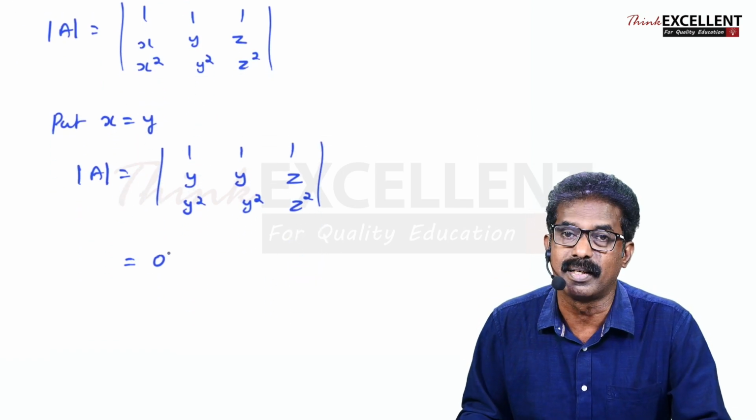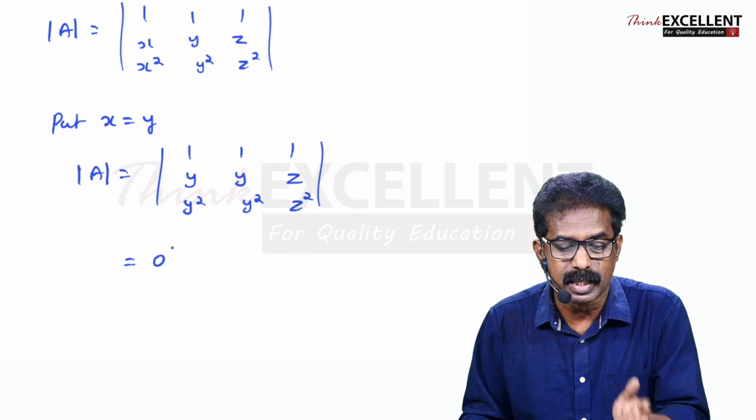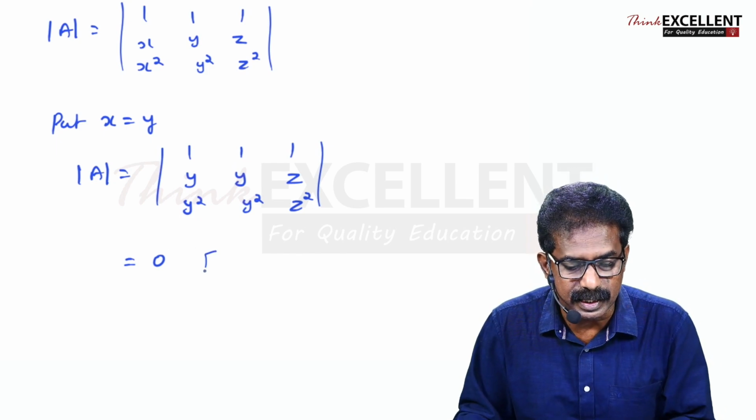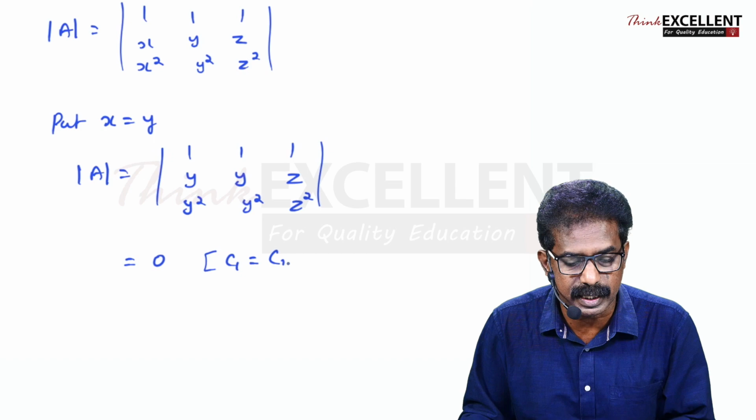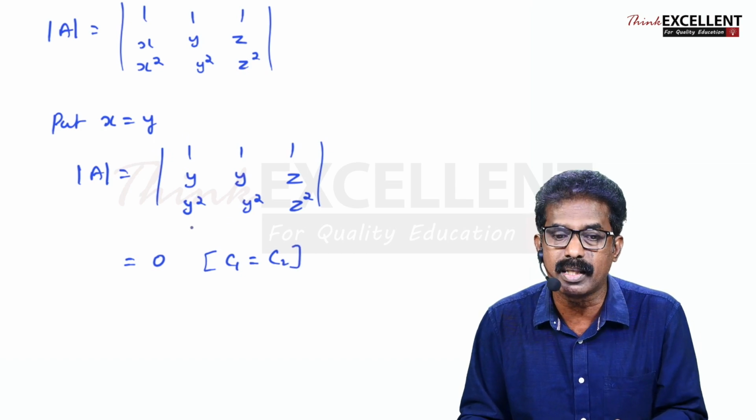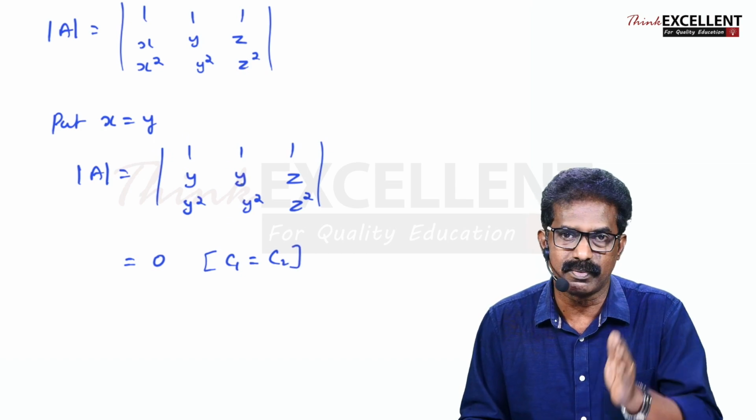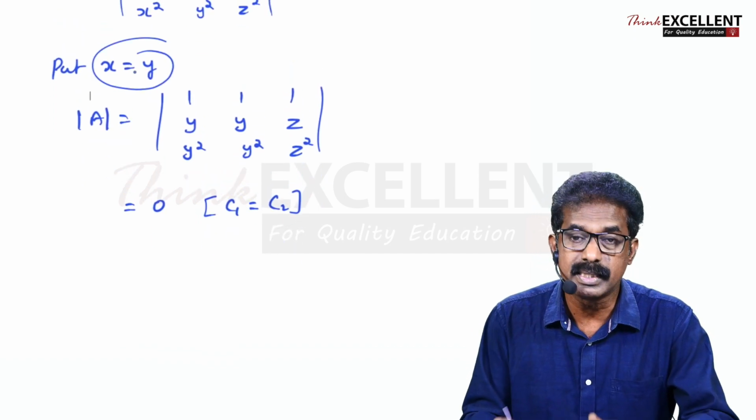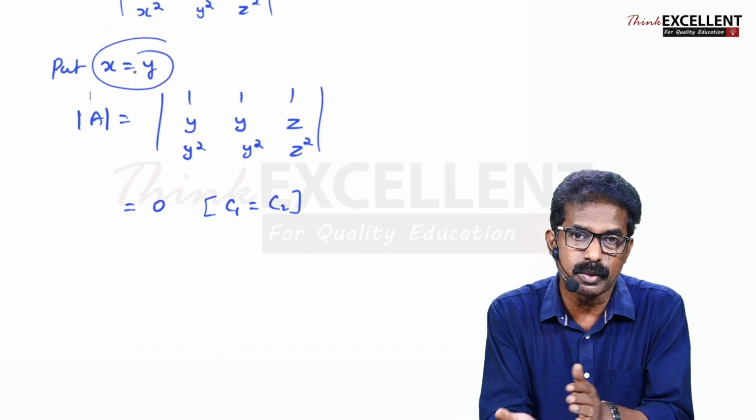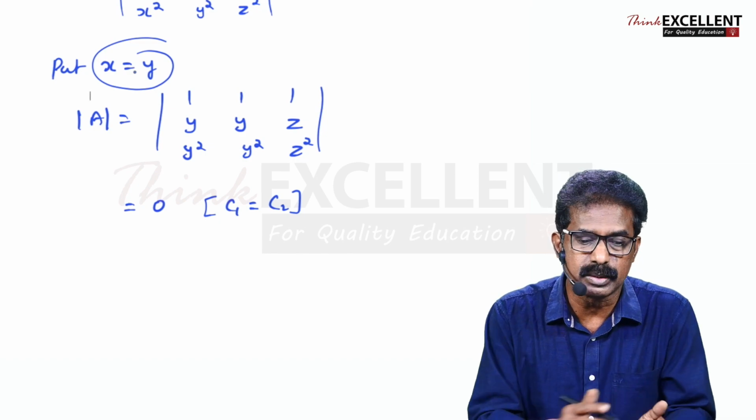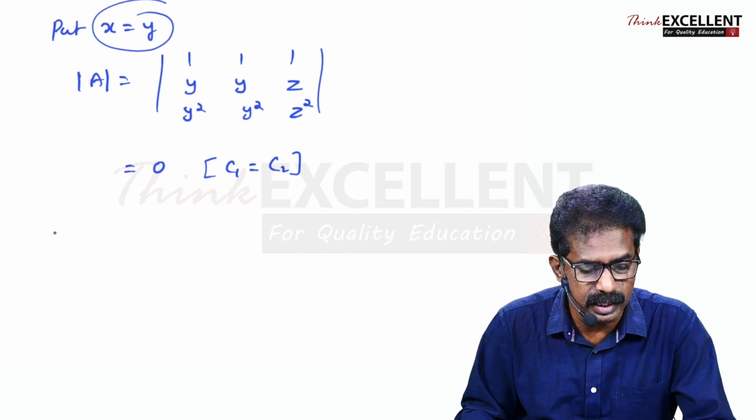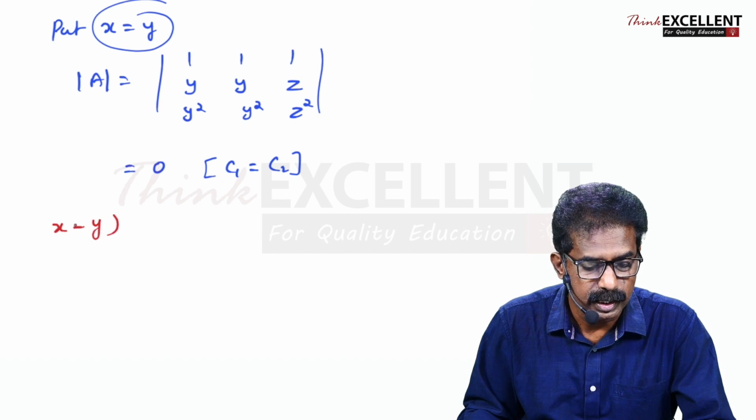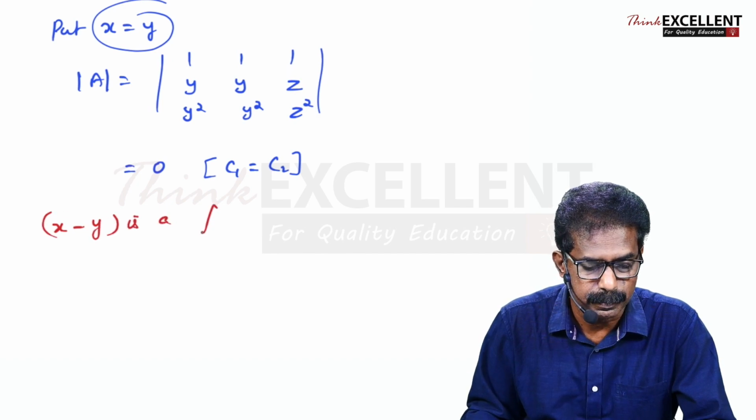Can you say the reason? First column and second column are identical. First column is equal to second column: 1, y, y square; 1, y, y square, right? The first two columns are identical, so the value becomes 0. When you put x equal to y, you are getting 0. Bring that y to the left side. X minus y is a factor. So you can say x minus y is a factor.